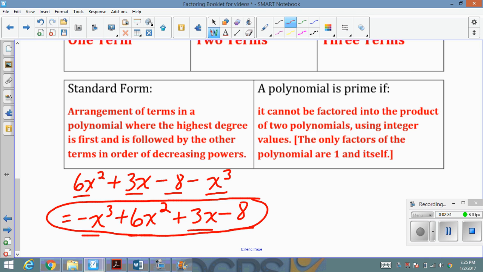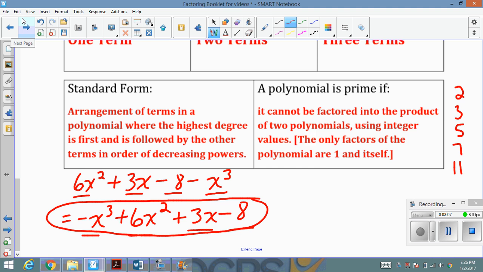Now, a polynomial is prime if it cannot be factored into the product of 2 polynomials using integer values. So in other words, the only factors of the polynomial are 1 and itself. This is the same concept as our prime numbers 2, 3, 5, 7, 11. Those are prime because they're divisible only by 1 and themselves. A polynomial is prime if it cannot be broken up into smaller factors.